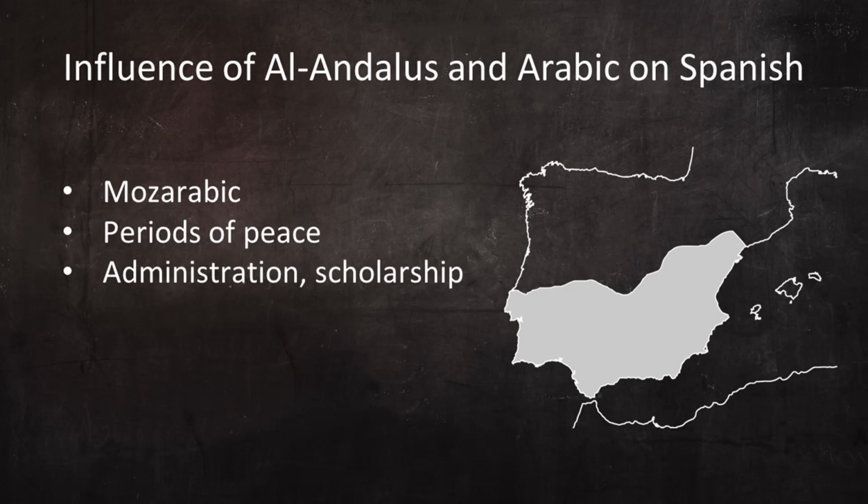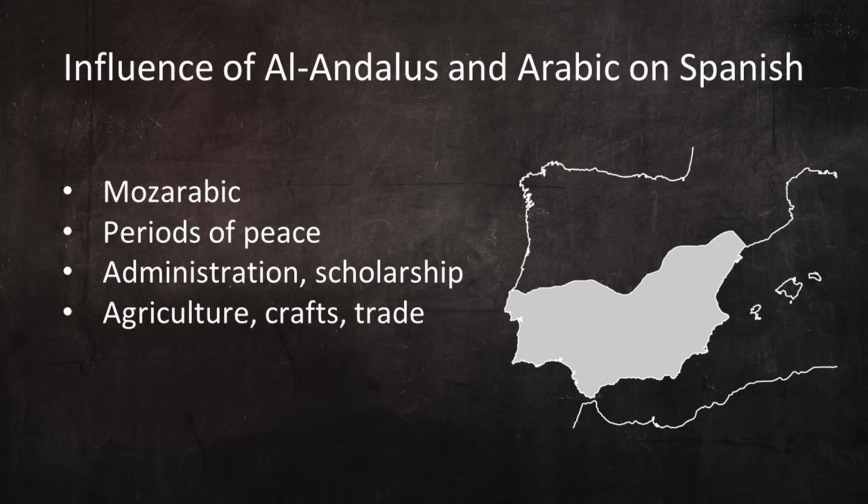Administration and scholarship. Arabic was the primary language of administration, scholarship, and literature in Al-Andalus. As Christian kingdoms reconquered Muslim territories, they often retained the existing administrative structures and bureaucracies. Additionally, Christian scholars studied and translated Arabic texts on science, medicine, philosophy, and other subjects. This intellectual exchange contributed to the incorporation of Arabic terminology into Castilian.